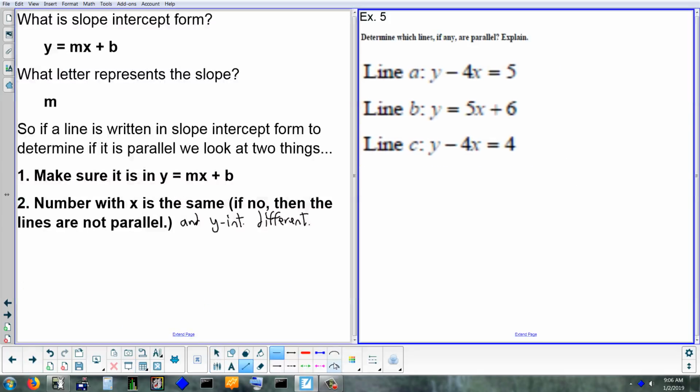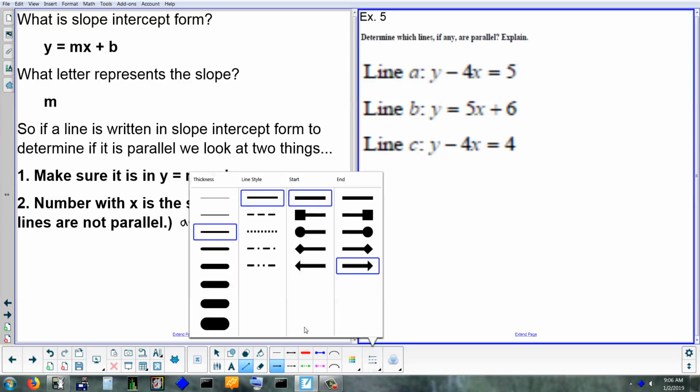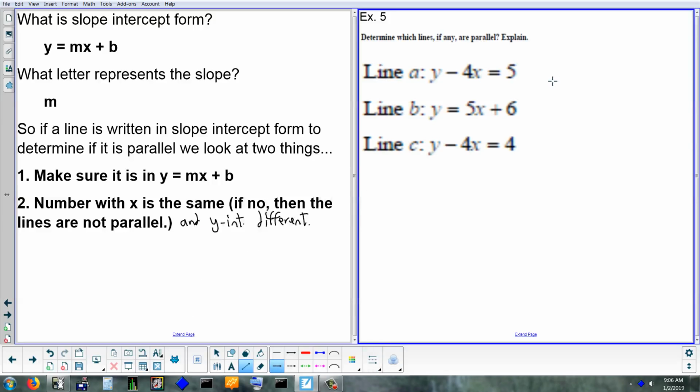Line A, line B, line C. Is line A in slope-intercept form? How many people say line A is in slope-intercept form? Raise your hand if you say it is. Nobody says it is, okay? Why is it not in slope-intercept form? Savannah? Y is not by itself.